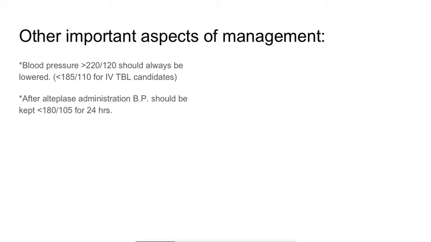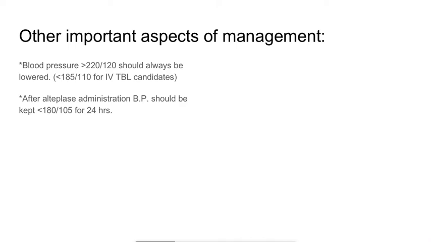And patients should have a blood pressure lower than 185 over 110 in order to be candidates for IV thrombolysis. Any patient that fails to achieve this blood pressure with meds is not going to be a candidate for IV thrombolysis, because having a high blood pressure is a risk factor for intracranial bleeding, okay?